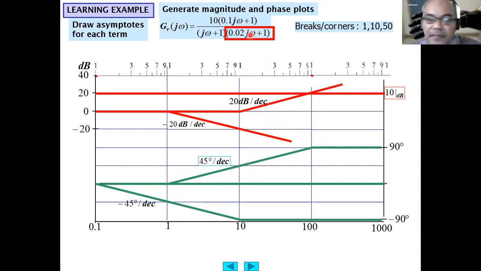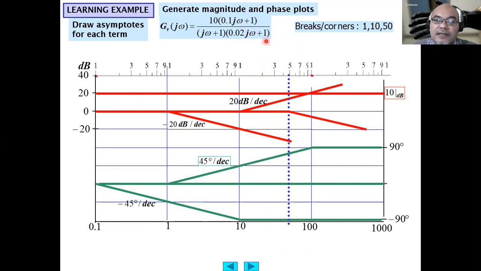Then the last one is the second pole, whose corner break frequency is 50 hertz. It is at 50 hertz here. This is the corner break frequency for this pole. So before 50 hertz, the asymptote is at 0 decibel. After that, it decreases by minus 20 decibel per decade. So the phase is like this.